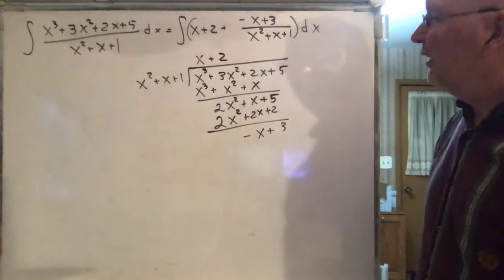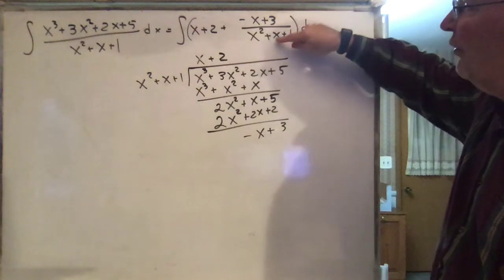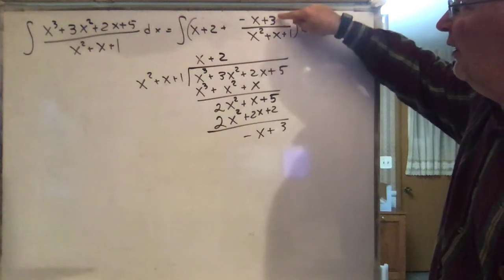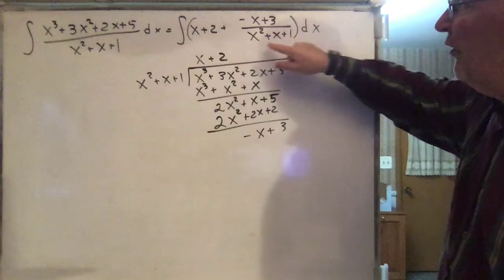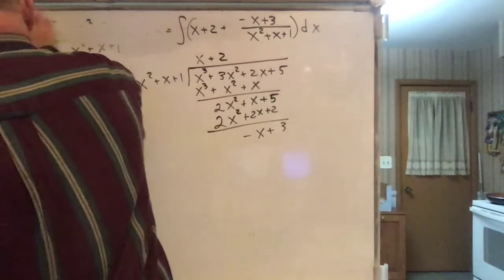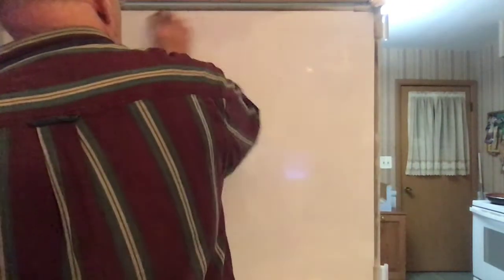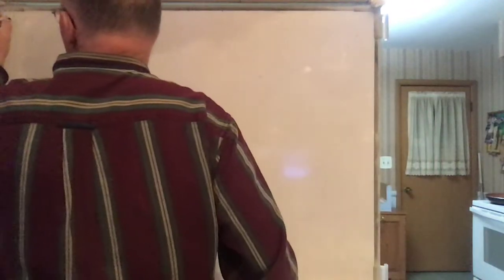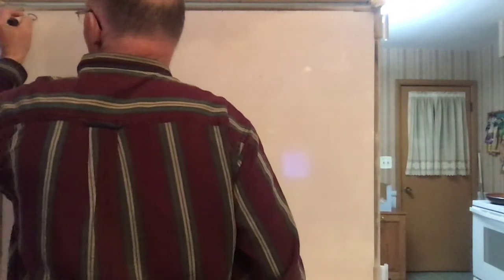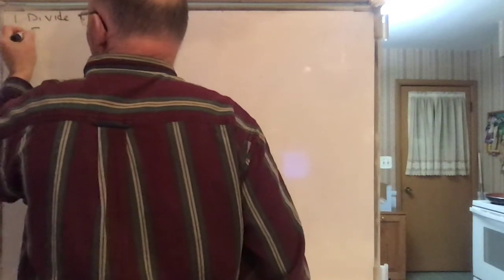Okay, so then here's the next step. Once you have something that's left, now this degree is always going to be greater than this degree. Then you factor each one as much as possible. So let me just write that down. Most important is to factor the denominator, okay? Step 1, I'll say divide. And number 2, I'll say factor.